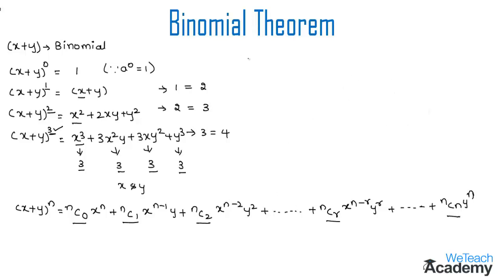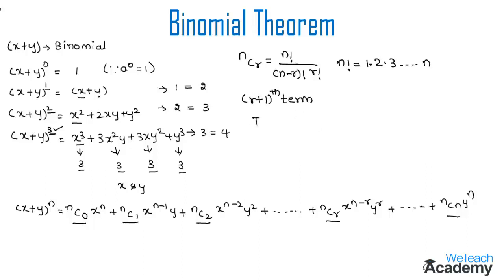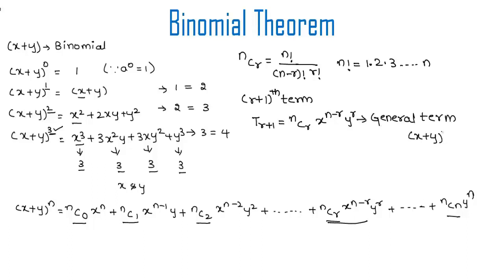And the formula to find the binomial coefficient, which is represented by nCr, is given by n factorial divided by n minus r factorial into r factorial, where n factorial is the product of the natural numbers 1 into 2 into 3, so on up to n. So in the expansion of x plus y whole power n, the r plus 1th term, which is represented by t r plus 1, is given by nCr into x power n minus r into y power r, which is nothing but the general term in the expansion of x plus y whole power n.